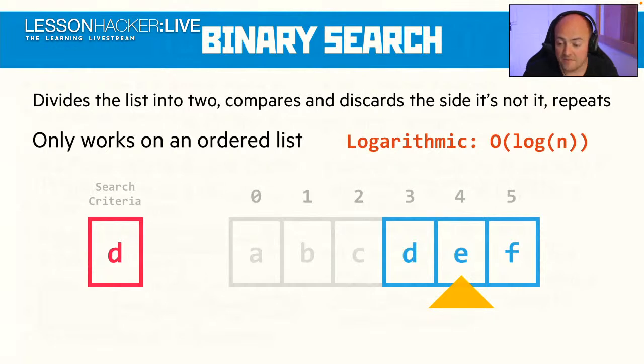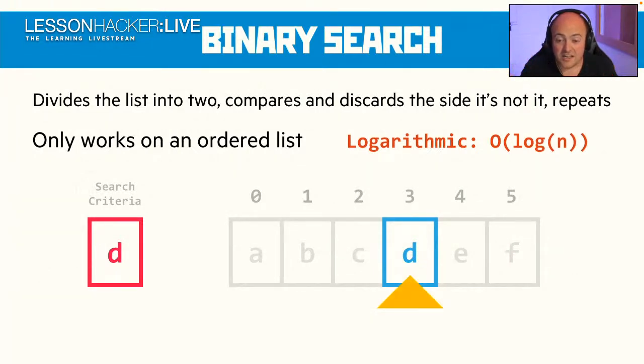Find the midpoint again, E. It's not D, but D's on the left. Then finally, I've found it. And this is amazing because it took me three steps to find that in a small array. But if that array was 20 billion items long, every time I searched, I would halve it. So the first time I looked, I would only have 10 billion, then five, then 2.5. Linear search is going 1, 2, 3, 4, 5, 6, 7. Worst case scenario, it's not there, and it has to go through all 20 billion.